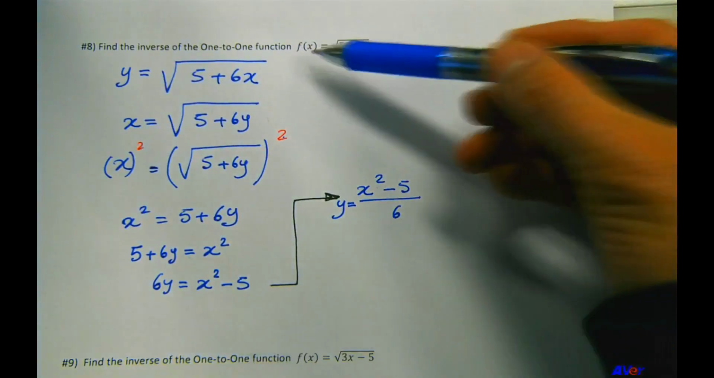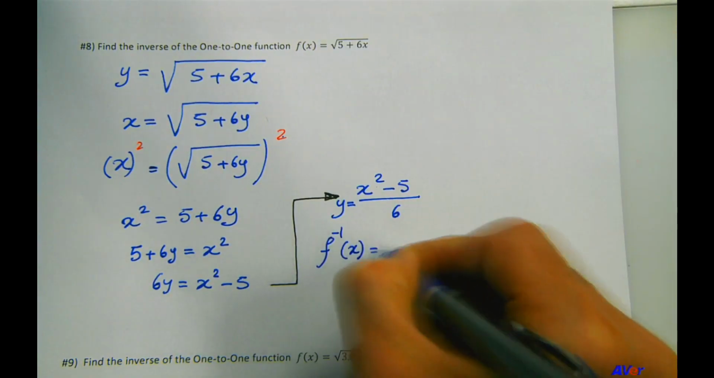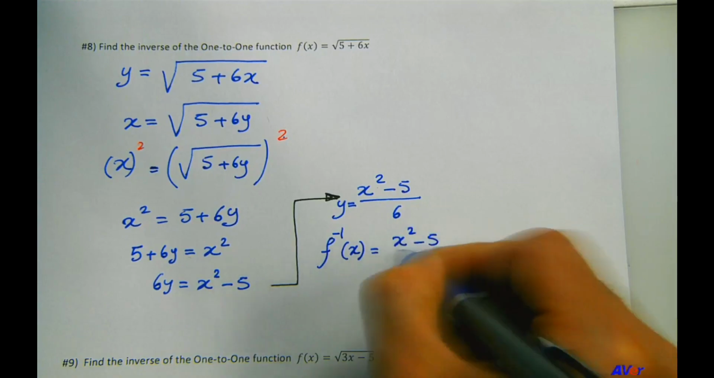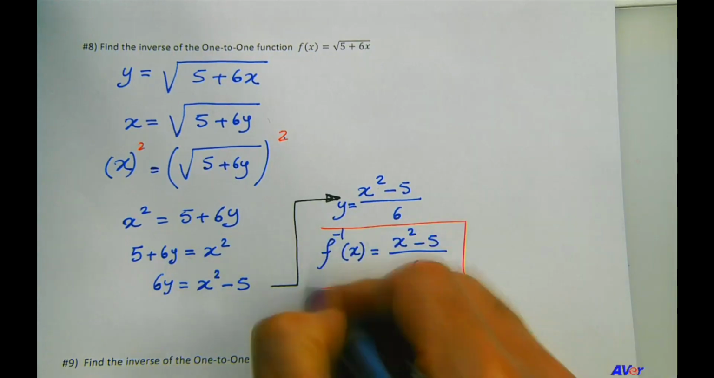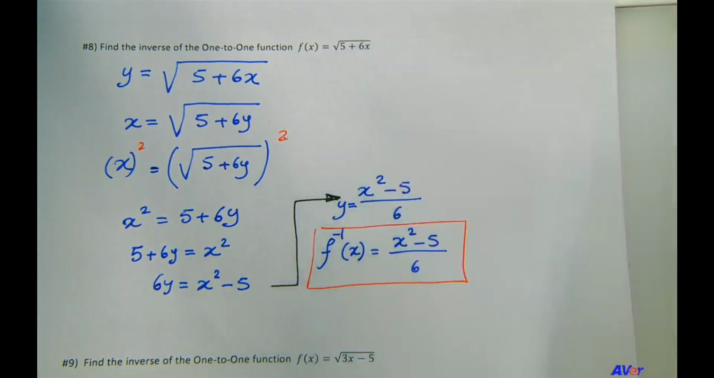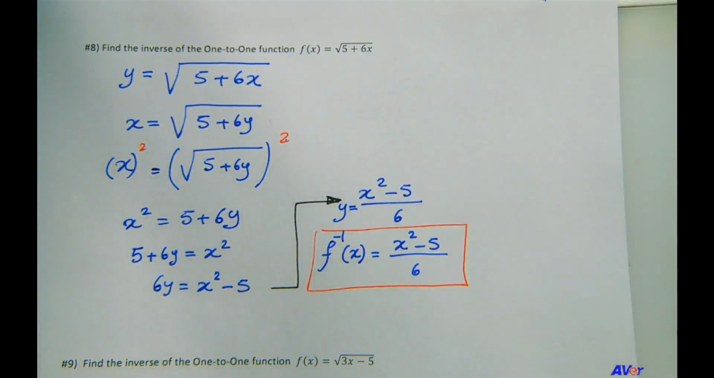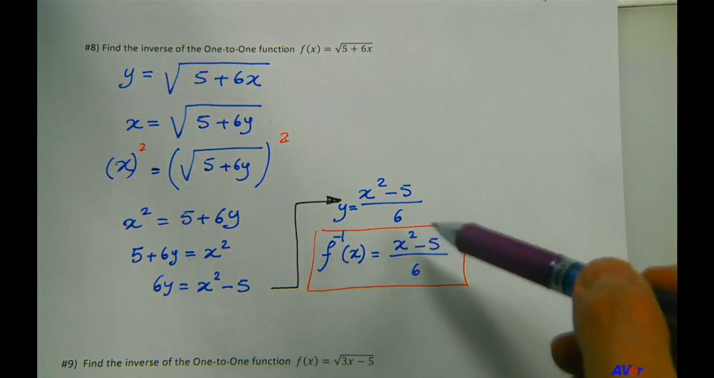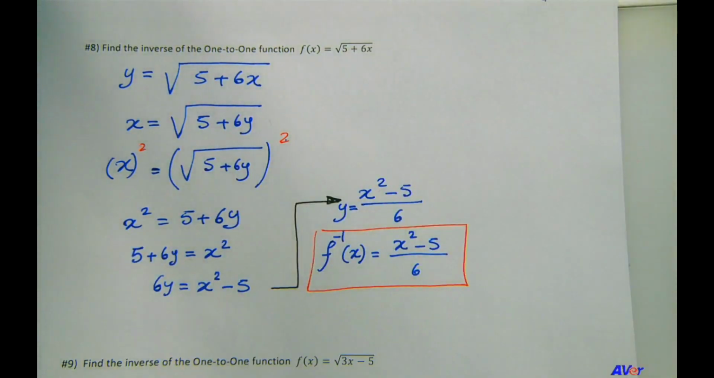We started with f of x, so I'm going to say the inverse of f of x function is equal to x squared minus 5 divided by 6. And this is our inverse. This function is the inverse of that. Okay, so the graph of this function should be the image of the graph of that function across the y equals x line, as we explained earlier. So that's a graphical connection.